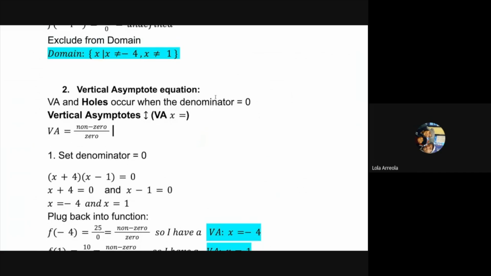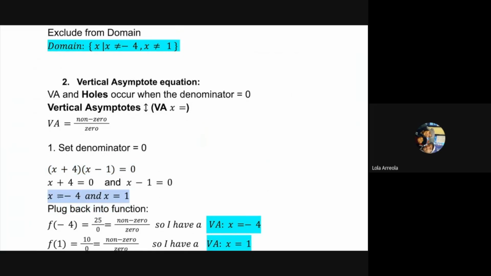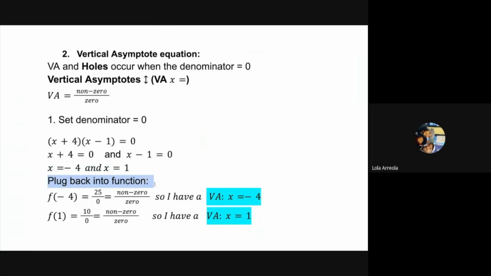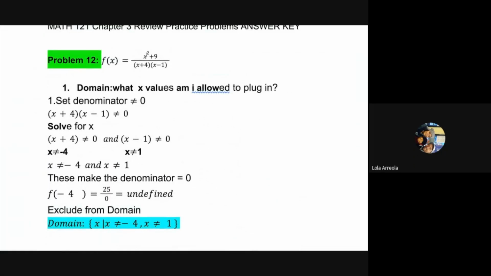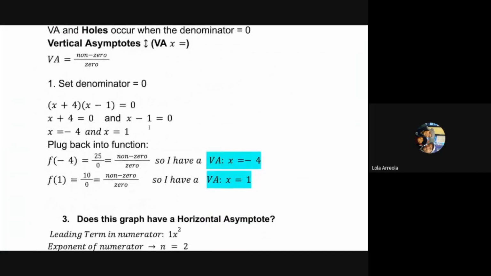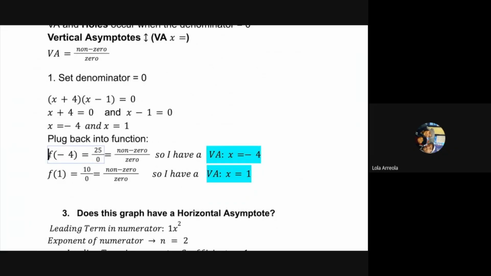So it's the same process. Vertical asymptotes happen when the denominator equals 0. So you set the denominator equal to 0 again and solve for x. The x values, you plug them back into the function. So f of -4, you plug in -4 right here, right here, right here, and you do all the math. Notice when you plug in f of -4, it equals 25 over 0. If I have a number over 0, and that number up top is non-zero, a number other than 0, that means I have a vertical asymptote at x equals -4.